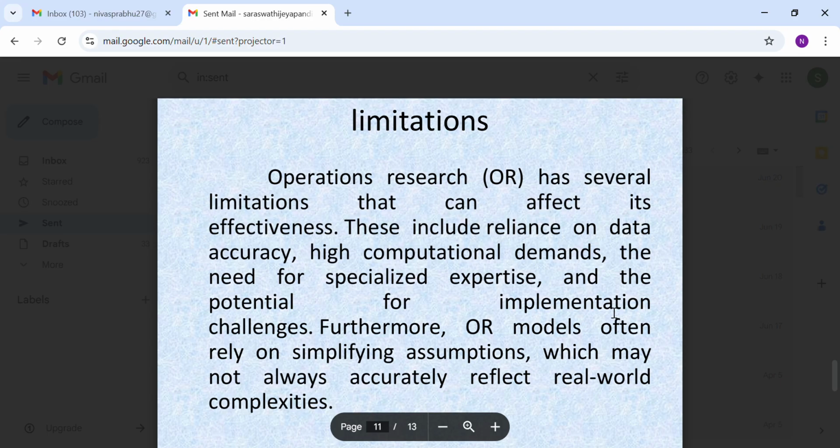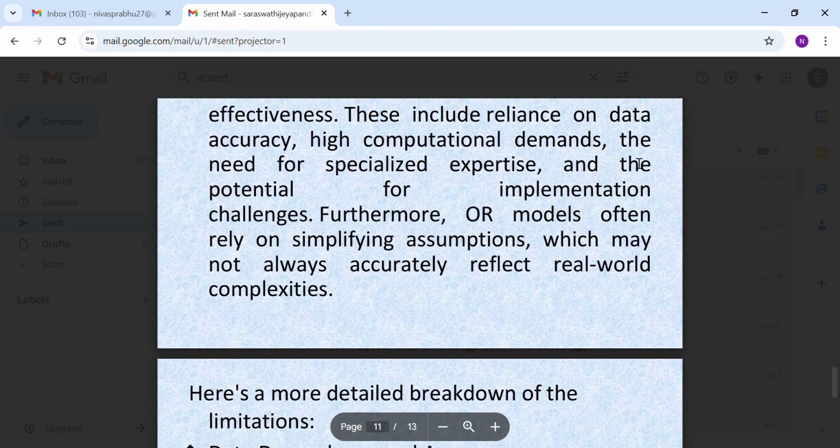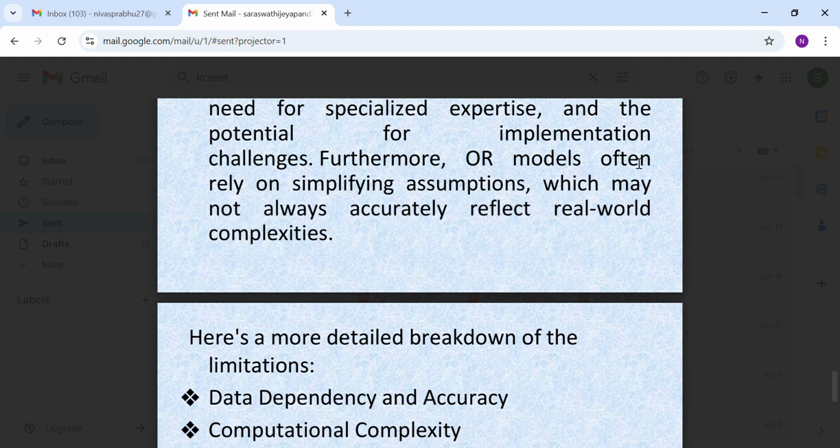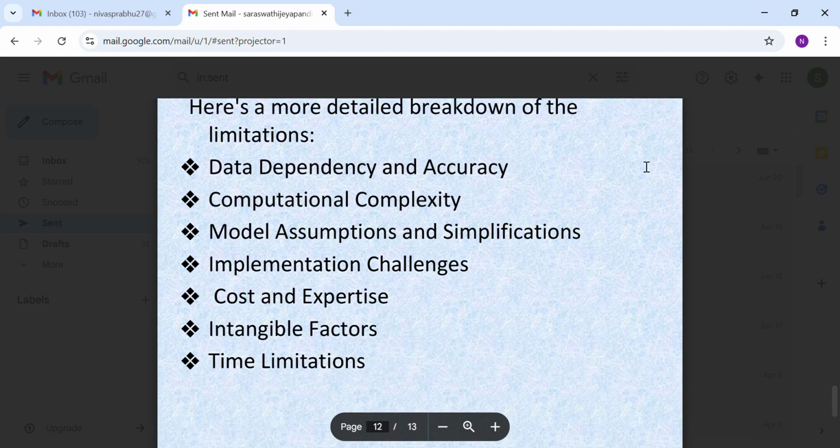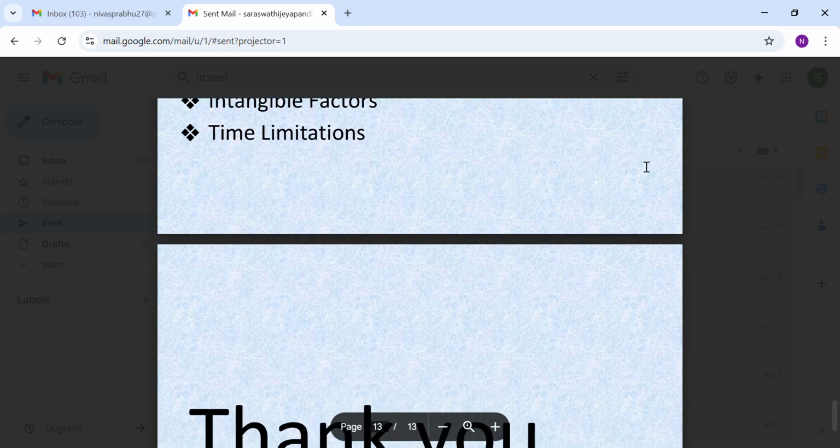And implementation is also challenging because it is not possible to give 100% accuracy for getting the best solution by using OR models. Furthermore, OR models rely on simplification assumptions which may not always accurately reflect real world complexities. Here, some of the limitations are data dependency and accuracy, computational complexity, model assumption and simplification, implementation challenges, cost and experience, time limitations, etc. Thank you, students.